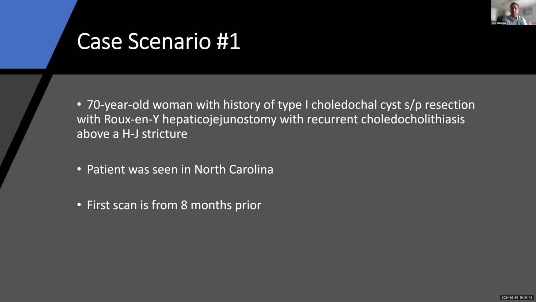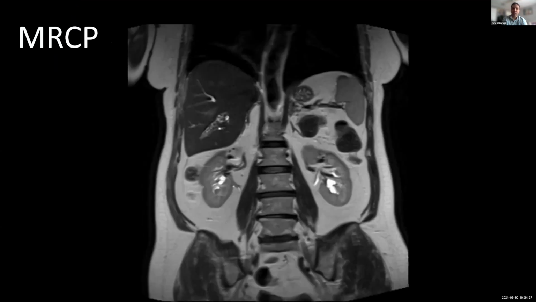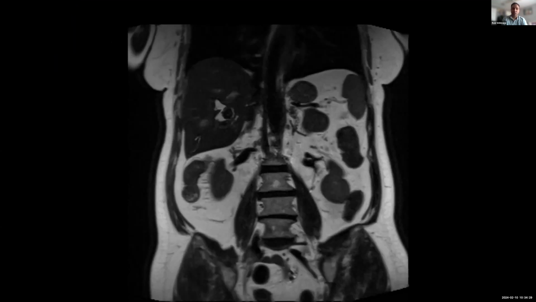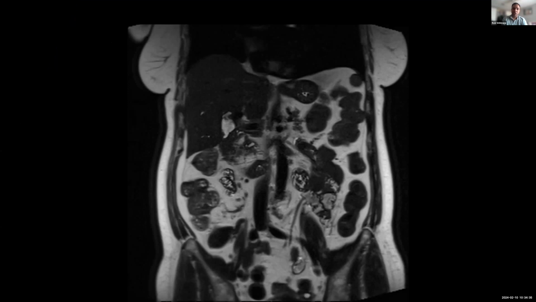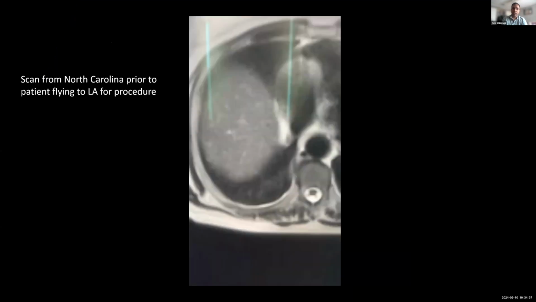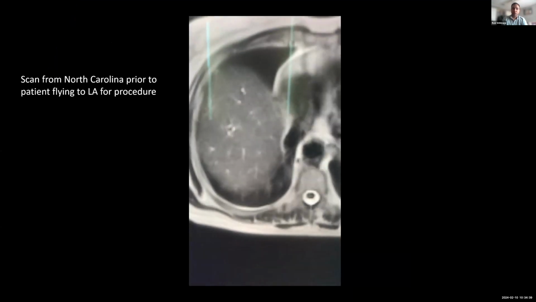So this was a 70-year-old woman with a type 1 choledochal cyst and had a Roux-en-Y-HJ. So this is your typical situation, post-op anatomy, and had choledochal lithiasis. As we scroll through the images, there's this large stone sitting within the biliary tree, and below that, there's a bunch of smaller stones as well. And here, just another MRI image.